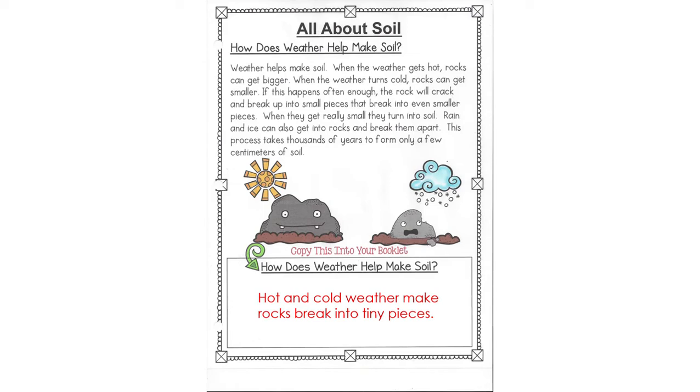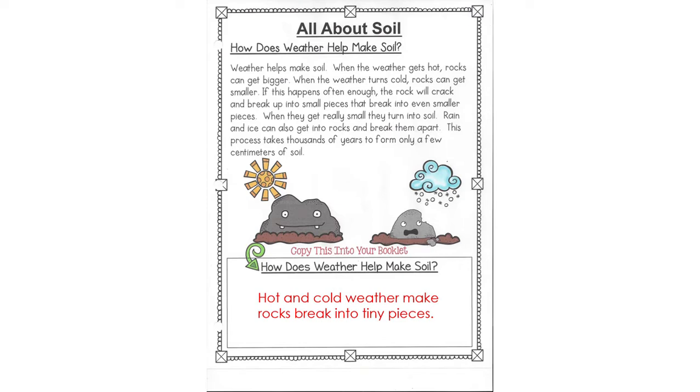And when this happens often enough, the rock will eventually crack and break up into small pieces that break into even smaller pieces, because those small pieces will get bigger and smaller with the weather, so they'll break up even smaller, and so on and so on. When they get really small, they turn into parts of soil. And rain and ice can also get into rocks and break them apart.